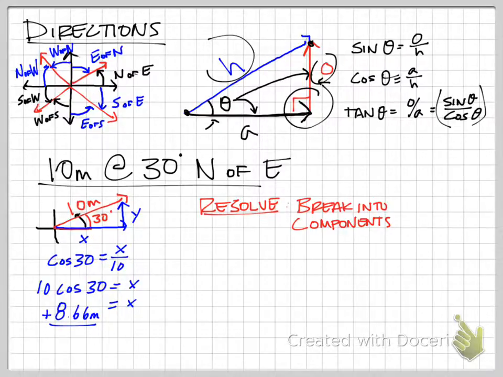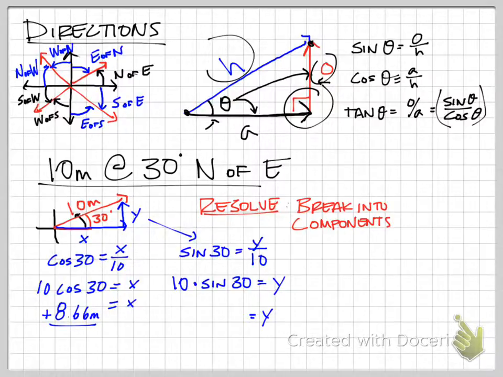For the y component, we're talking about the opposite side, so we're talking about the sine of 30 degrees. The sine of 30 degrees is going to be the opposite y over the hypotenuse 10. It's the same idea behind the math. We're going to multiply both sides by 10. So 10 times sine of 30 is equal to my y component. When you do that out in your calculator, 10 sine 30 comes out to be 5 meters, and if we look at that little piece, it's pointing up 5 meters north. We're going to make it positive 5.